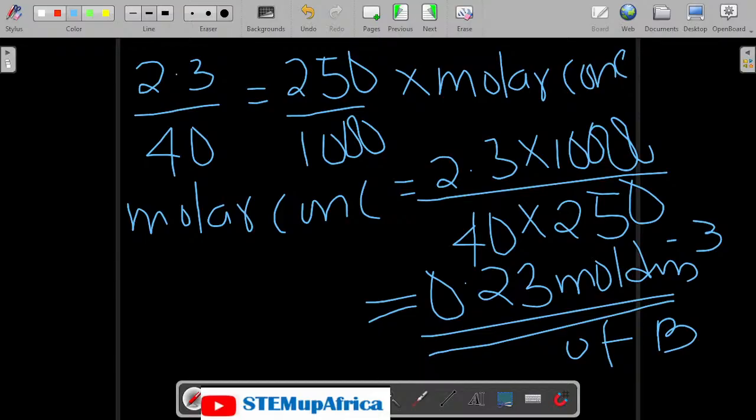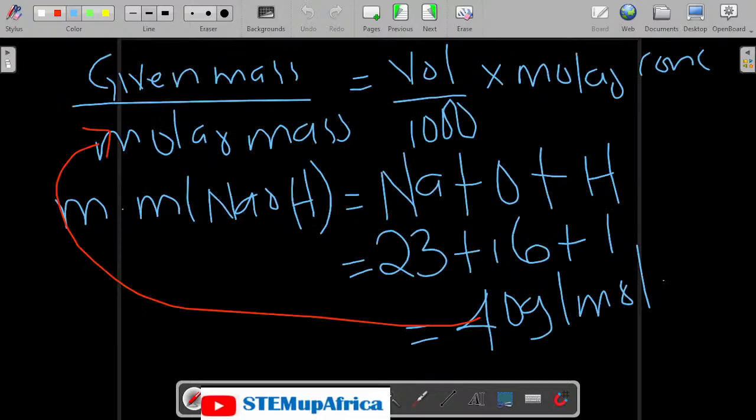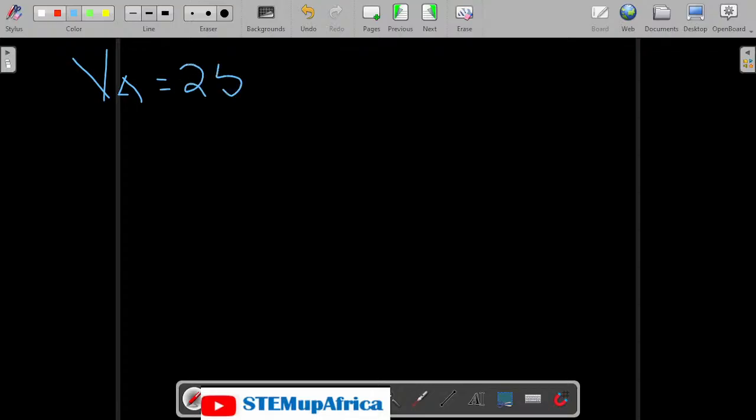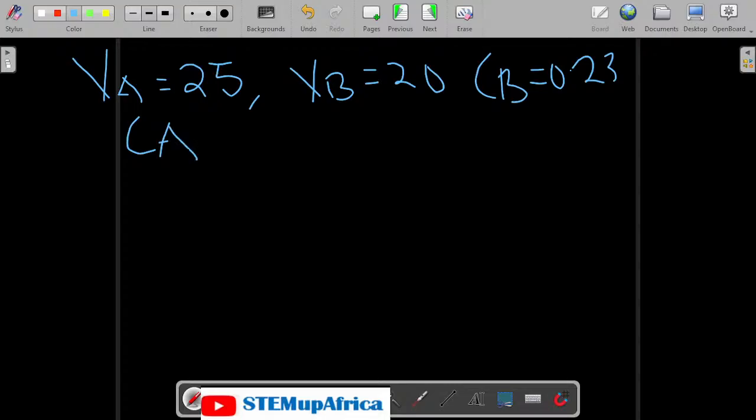So with this, I can calculate the molar concentration of the acid, because from the question, we are given the volume of the acid as 25 and the volume of the base as 20. We now have the concentration of the base as 0.23. With that, I can get the concentration of the acid. The volume of the acid from the question is 25. Volume of the base is 20. Concentration of the base is 0.23, that's what we just calculated. The concentration of the acid, I don't know.